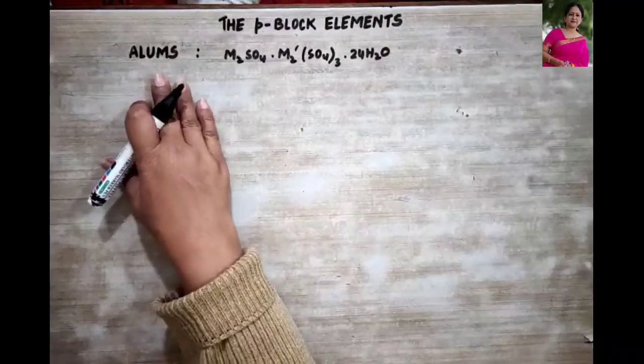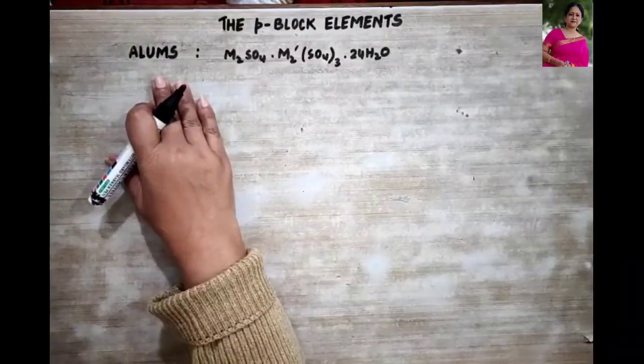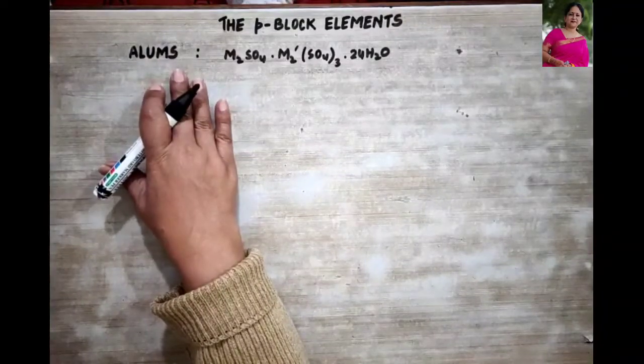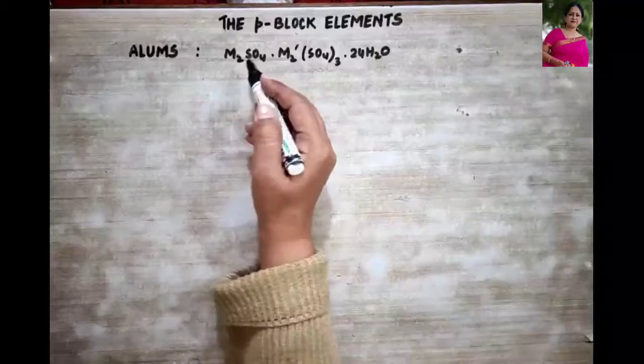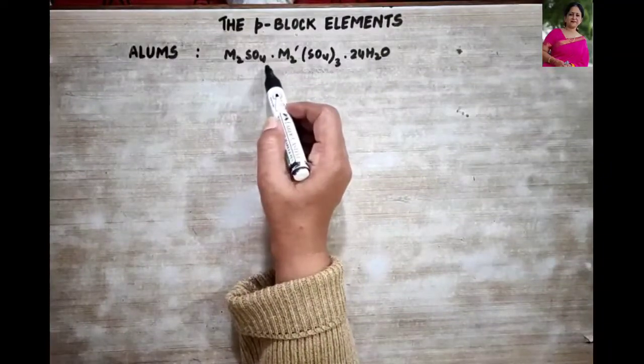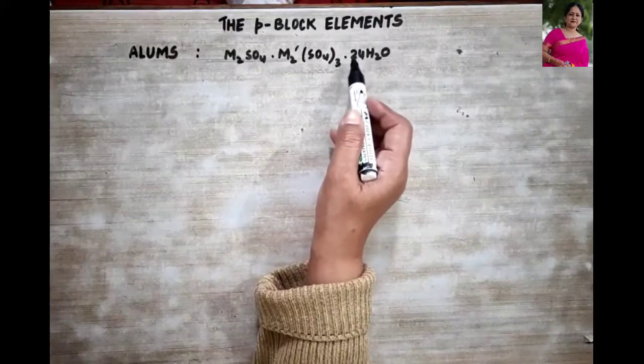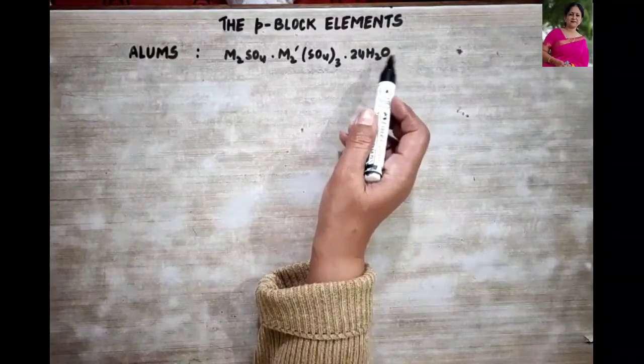So let us understand what alums are. You already know that alums are double salts. Double salts of what type? They are of this type, M2SO4.M'2(SO4)3.24H2O, right?